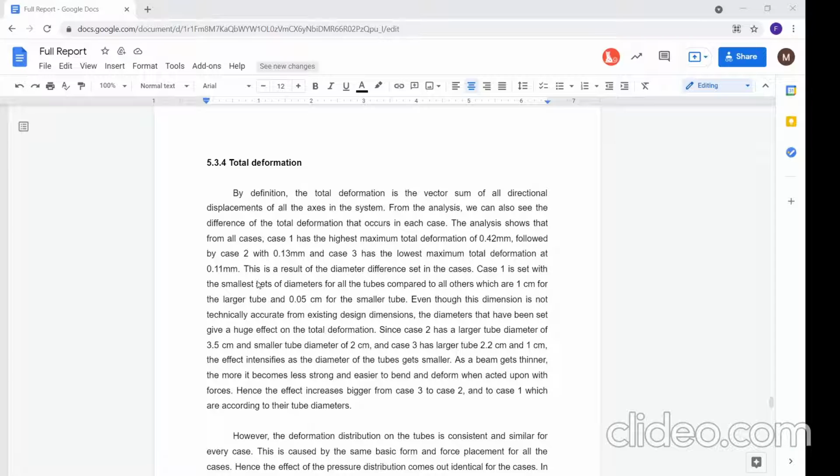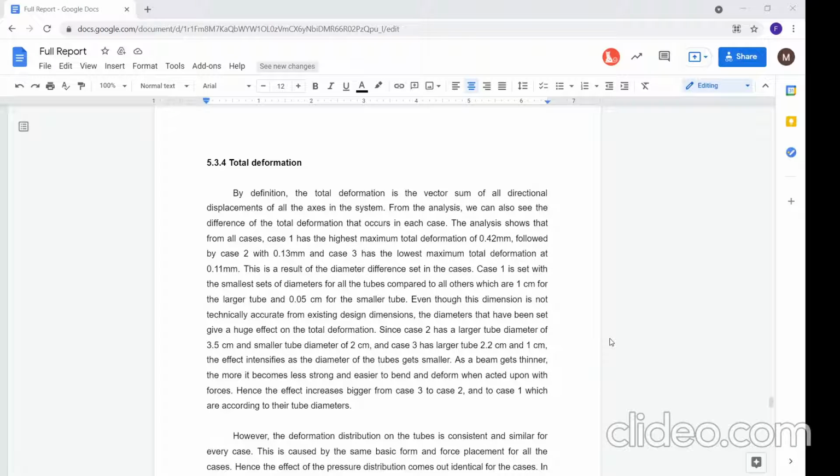However, the analysis also shows that the deformation distributions on the tubes are consistent and similar for every case. And that is caused by the same basic form of the structure of every case and the force placement for all the cases. Hence, for the total deformation, the analysis indicates that the vector sum of deformations, that is total deformations, are influenced by the diameter of the beams or tubes.